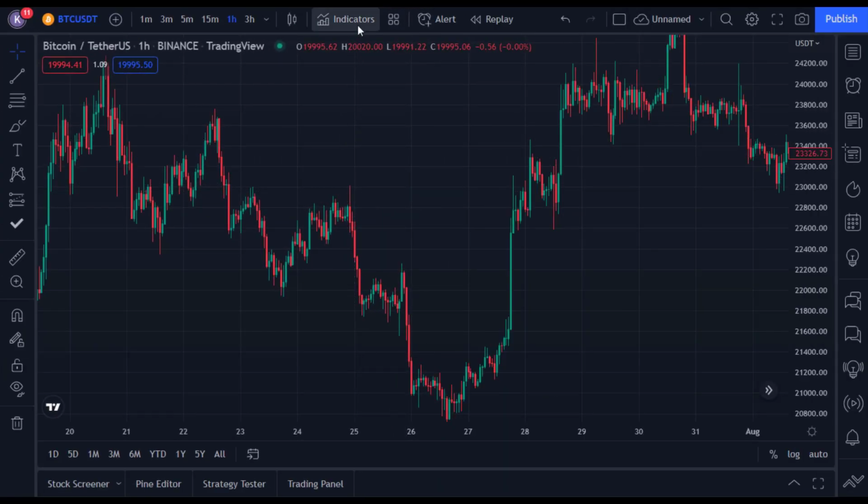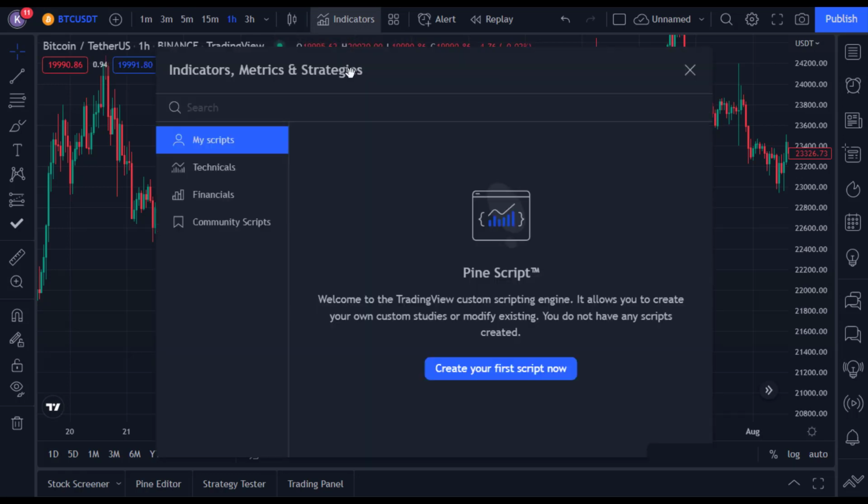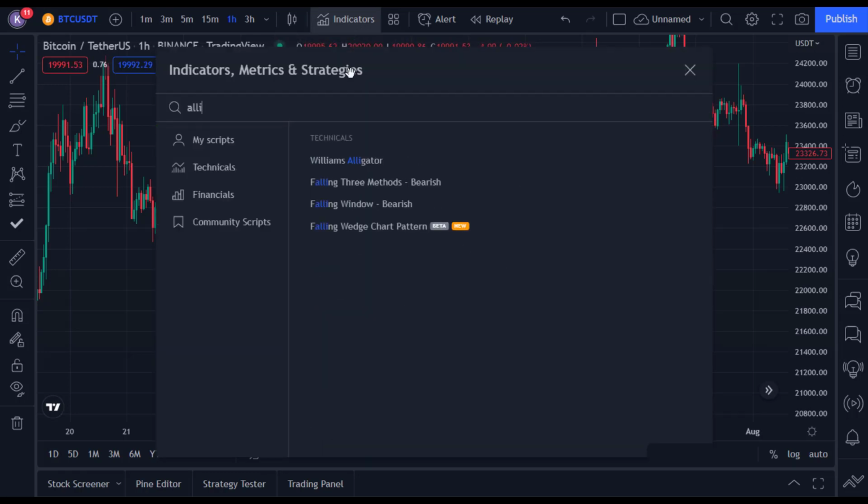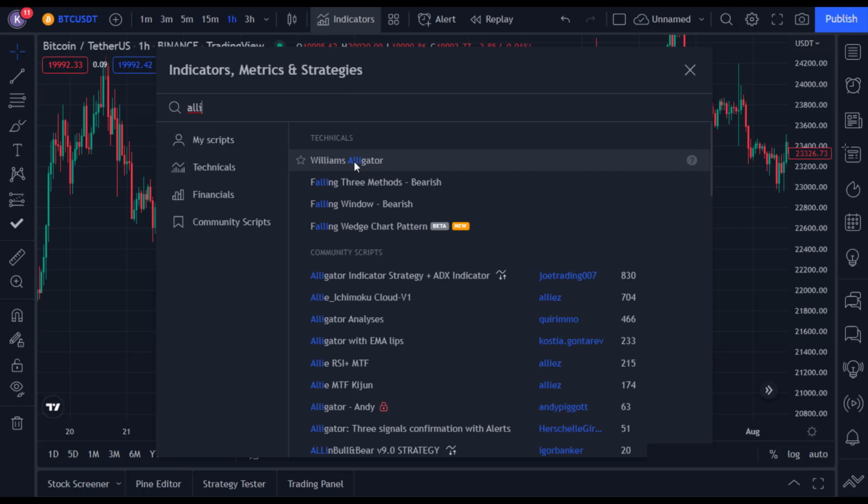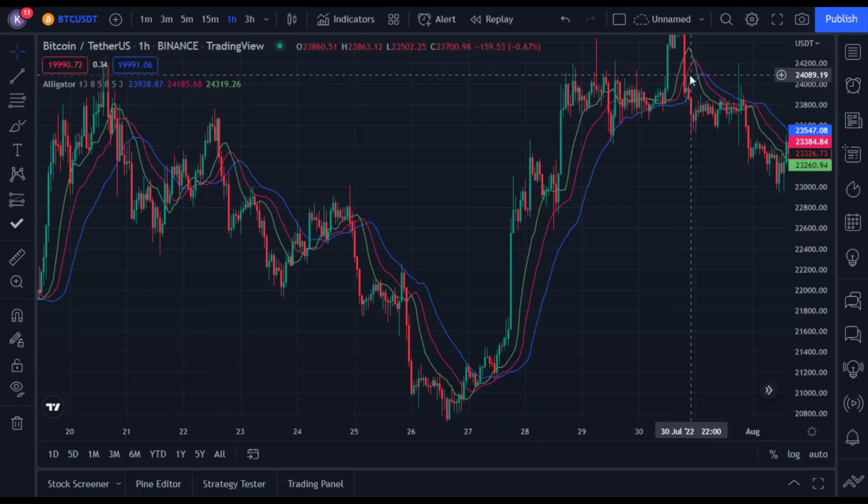To add the alligator indicator to the chart, we type the word alligator in the indicator section. We click on Williams Alligator to be added to the chart. You can see it on the chart. We enter its settings.